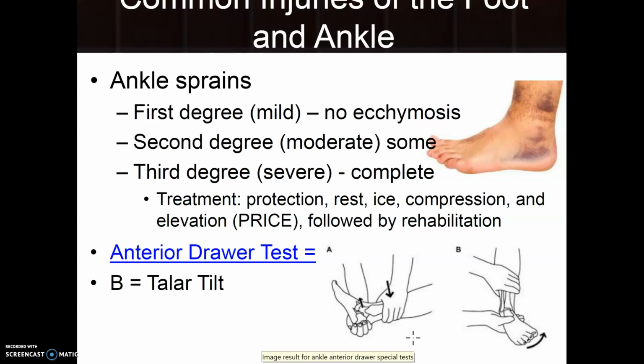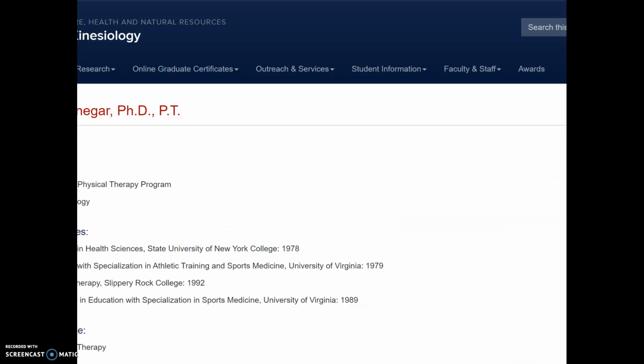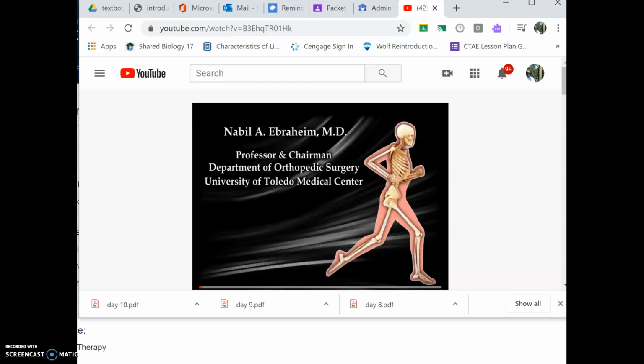The talar tilt, another lateral ankle sprain evaluation special test. In order to show this to you, in lab we'll have hands-on, but in the videos I'm going to show you a quick video of that for lab.